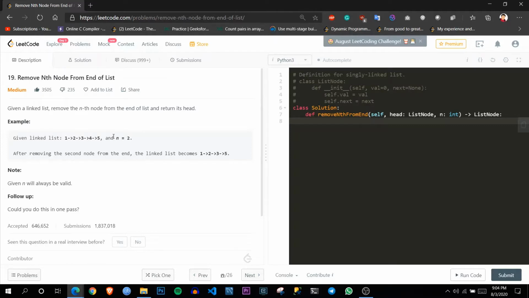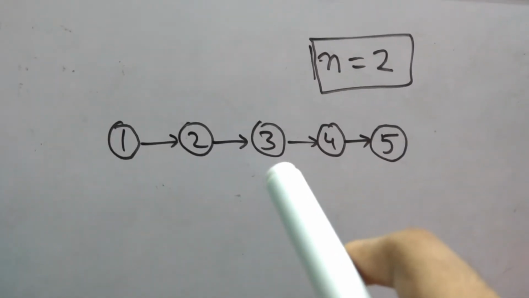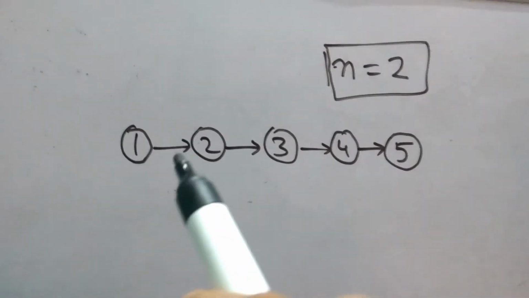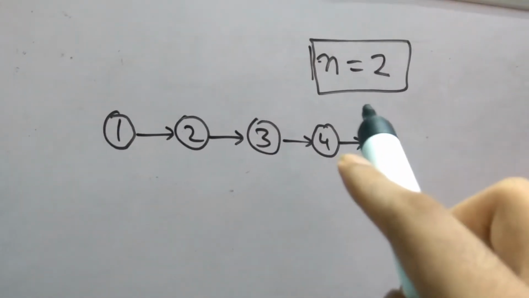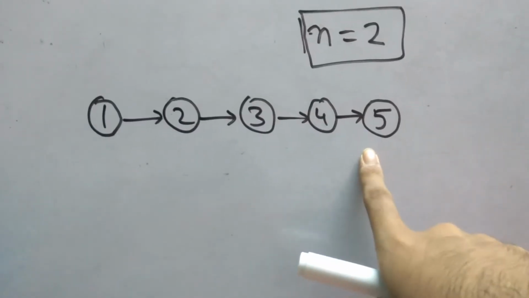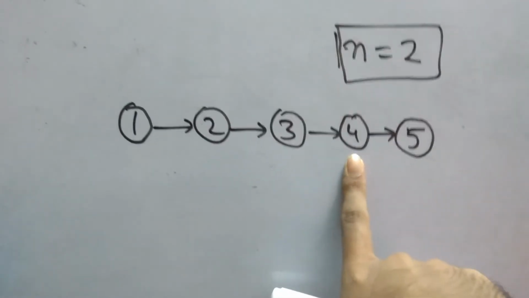Let's go to the whiteboard and see how to do it. This is the example given on LeetCode. We have 5 nodes, 1, 2, 3, 4, and 5, and n is given as 2. So the second last node is 4, and we have to remove 4.